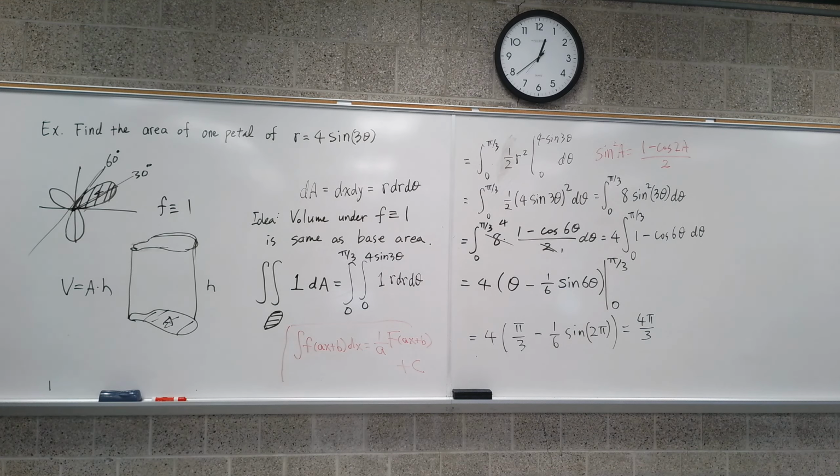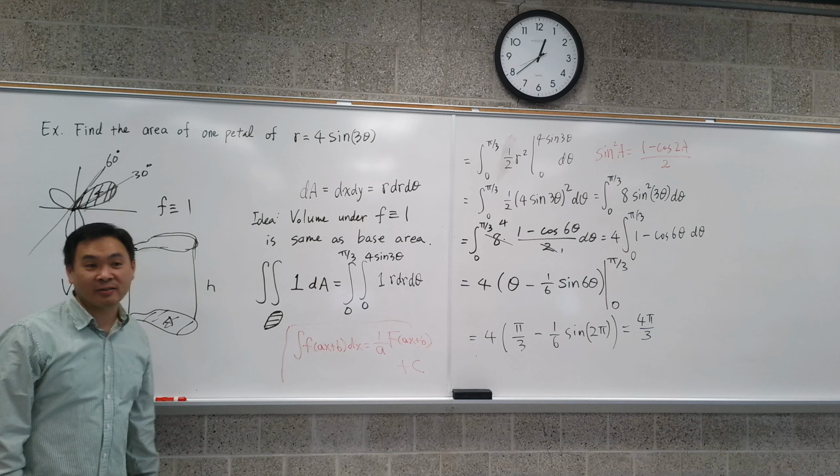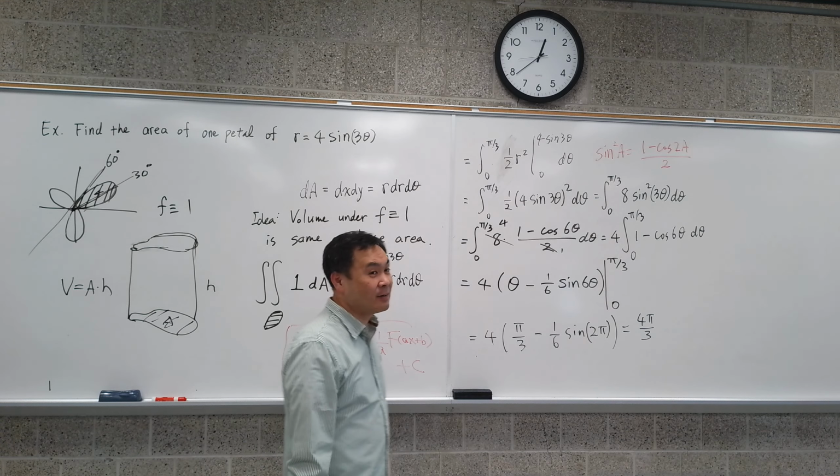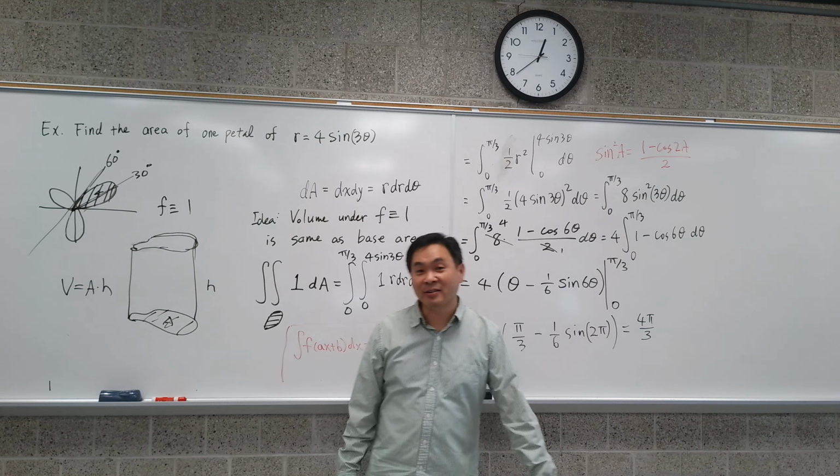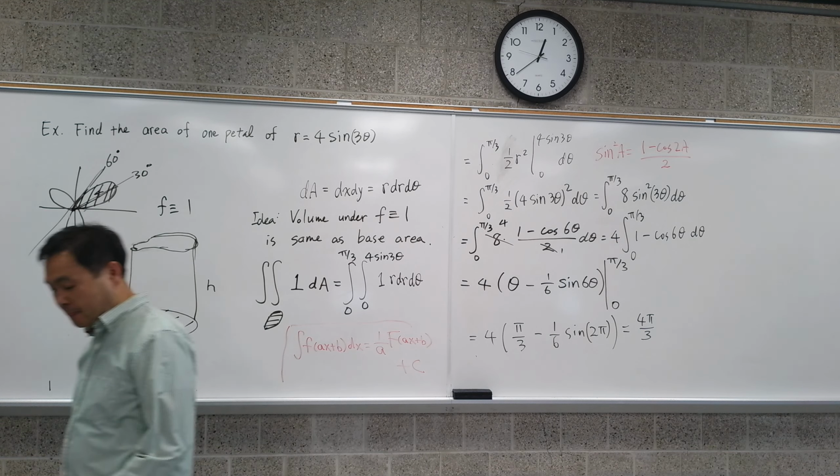Now, as a side note, that means the whole graph will have area what? 3 times that amount. Yeah, which is 4 pi.